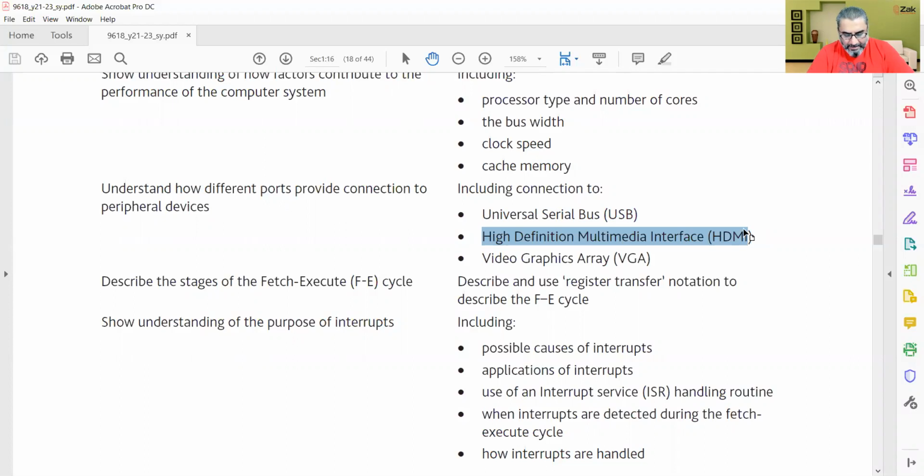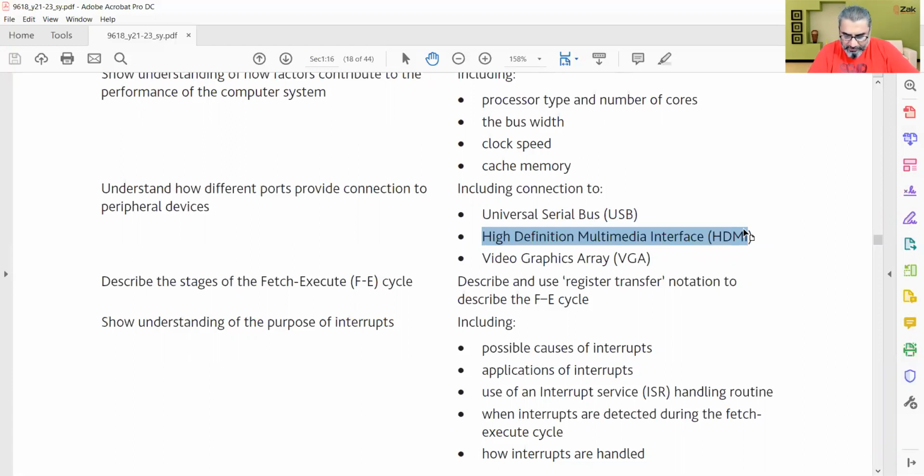The high definition multimedia interface ports allow outputs, both audio and visual, from the computer to HDMI enabled devices like TVs, monitors and multimedia projectors. They support high definition signals, enhanced or standard. Sometimes they are enhanced, and sometimes they are standard for the devices.